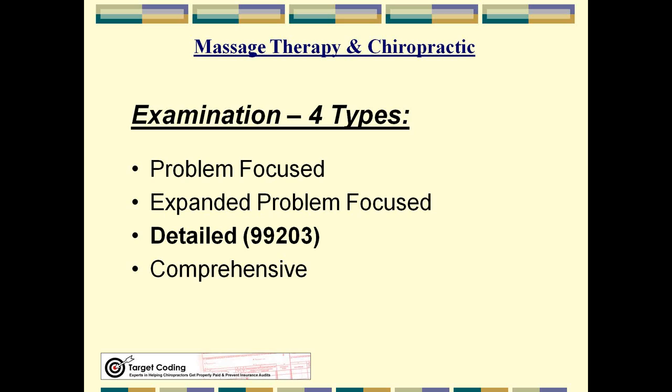Here you see on your screen, same deal. Problem-focused exam is 99201. Expanded problem-focused exam is 99202. A detailed exam is 99203. Comprehensive exam, 99204 and 99205. So now let's go back to the detailed exam. What is that? You have to have 12 findings, 12 exam findings.